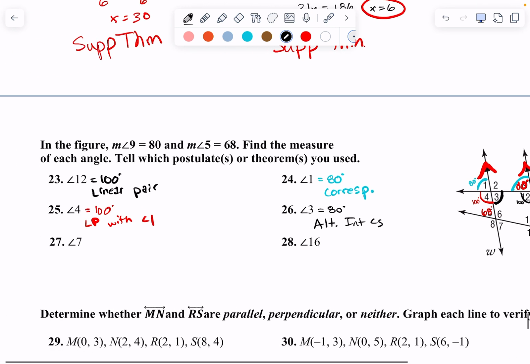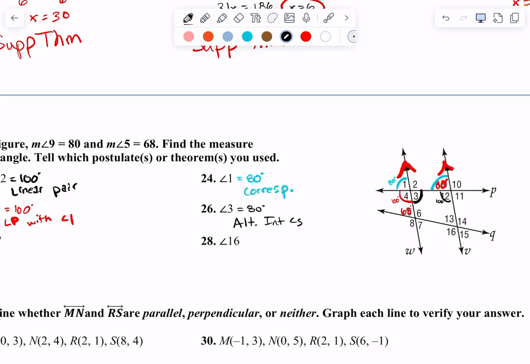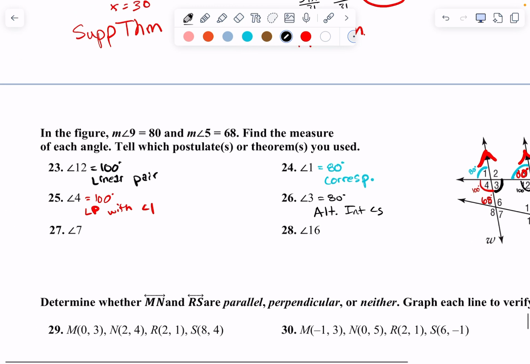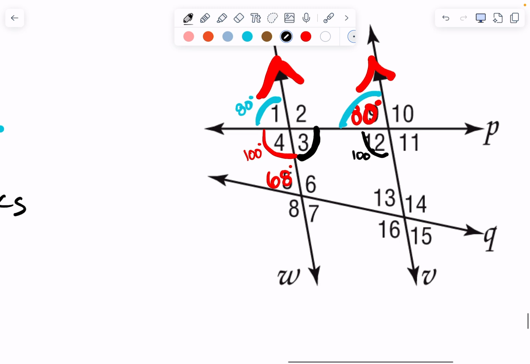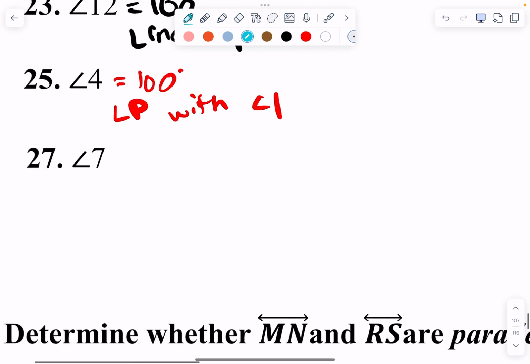We do linear pair with 4. You could say linear pair with 4. I don't care. Either one. Whatever. 68. That's fine. Okay. 7 is 68. How do you know? Vertical angle. Vertical angles. Awesome. 7 is 68. Vertical angles.